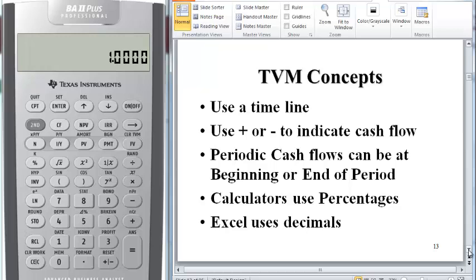Remember that calculators use percentages, whereas Excel uses decimal places. So if I'm going to enter a percentage into my calculator, 2 is 2%. I would just say 2IY. If it was Excel, 2 would be 0.02. So there's a real difference between those two.